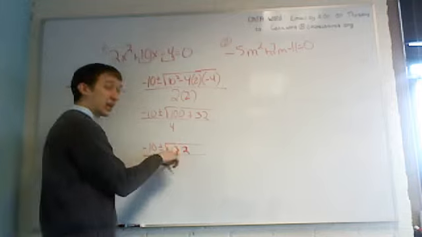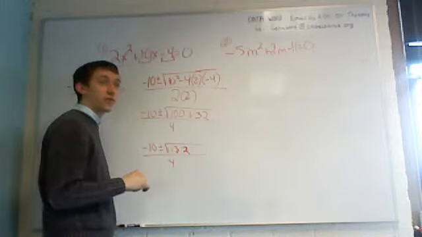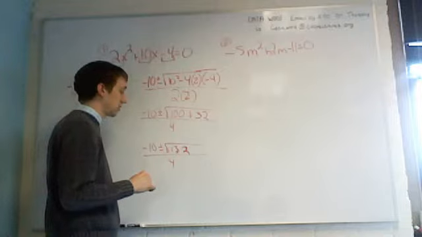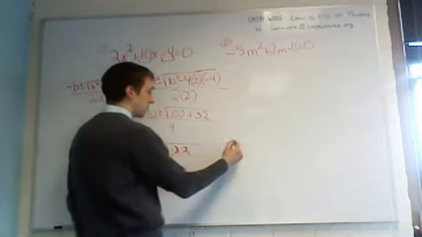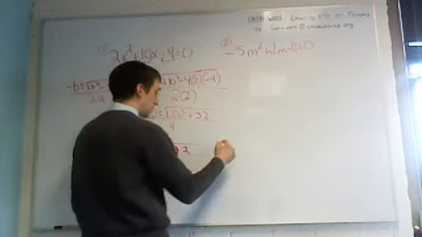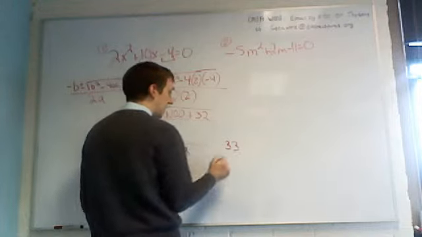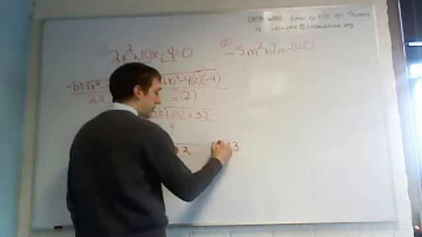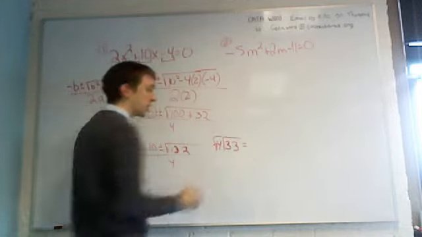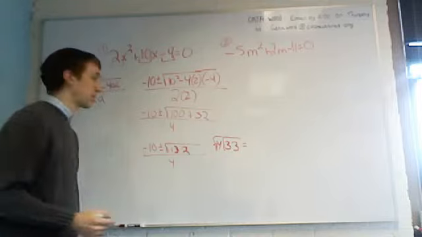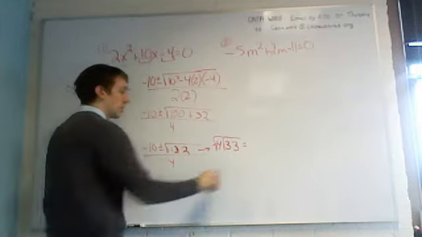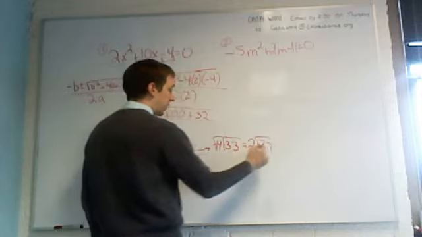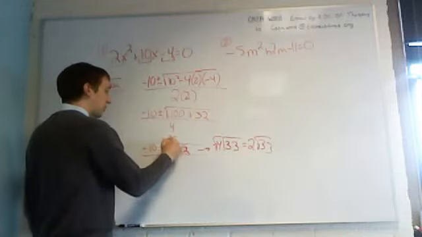Can we take 4 out? We can take 4 out of 132. How many times does 4 go into 132? 33 times. It's so close. So this is equal to the square root of 4 times the square root of 33. What's that equal to? 2, and isn't 33 a prime number? Yeah, so it's 2 square roots of 33. So we change this to 2 square roots of 33.